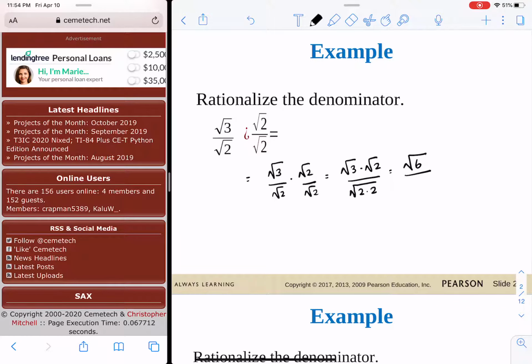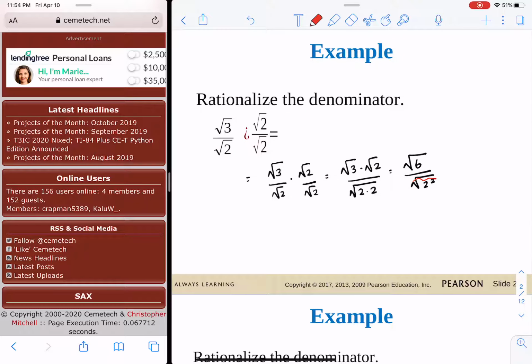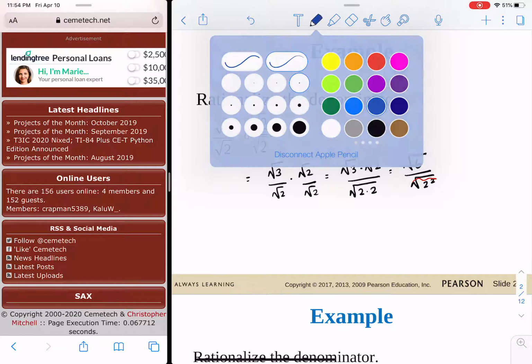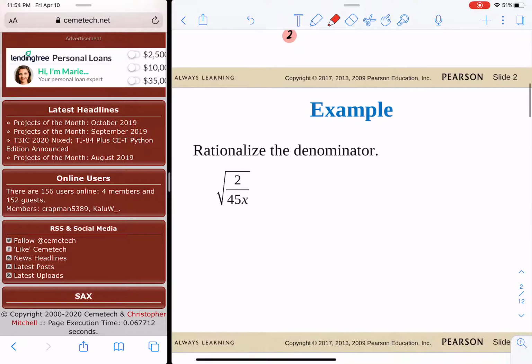divided by square root of 2 squared. The root and the square would vanish, and we would simply have square root of 6 over 2. And if you notice, the denominator went from root 2 to simply 2, which would imply that we rationalized the denominator. So here we have another example.